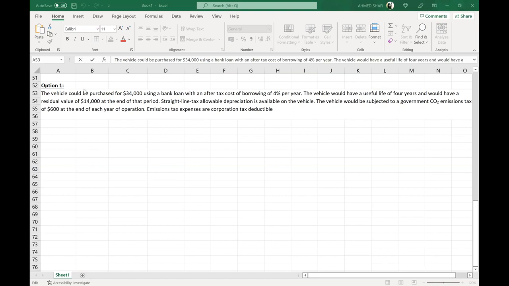Like we all know, tax allowable depreciation, also called capital allowances, is on a straight line basis. So straight line basis means you take the cost 34,000 less the scrap value, that is 14,000, over the life, that is 4 years.